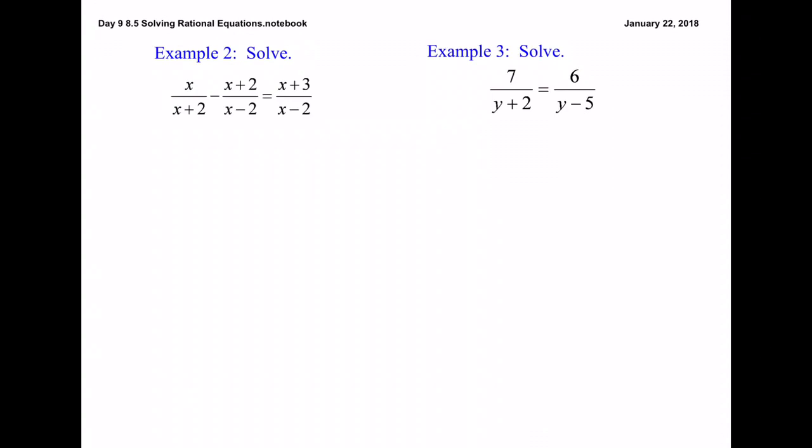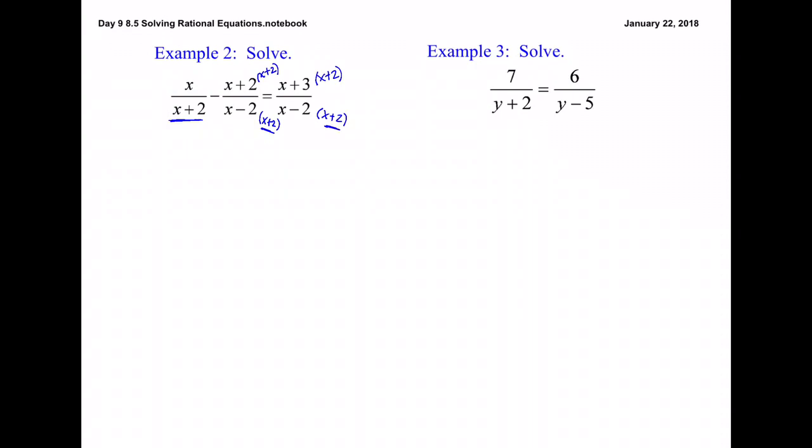Let's try example number 2. So the first thing we want to do is make sure all of our denominators are factored. In this case, they are. I'm going to start with my first denominator. We have an x plus 2. We're missing an x plus 2 in our second fraction, our ratio, and we're missing an x plus 2 in our last ratio.